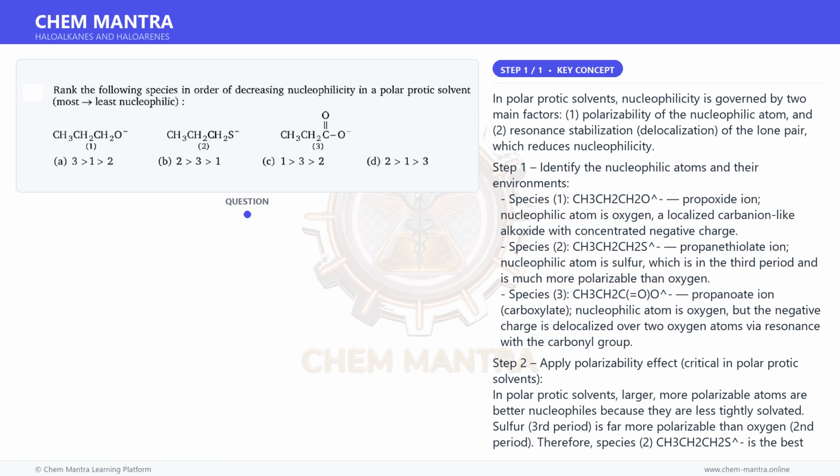Step 4. Compile the ranking. 2 > 1 > 3, most to least nucleophilic. Step 5. Evaluate the options.